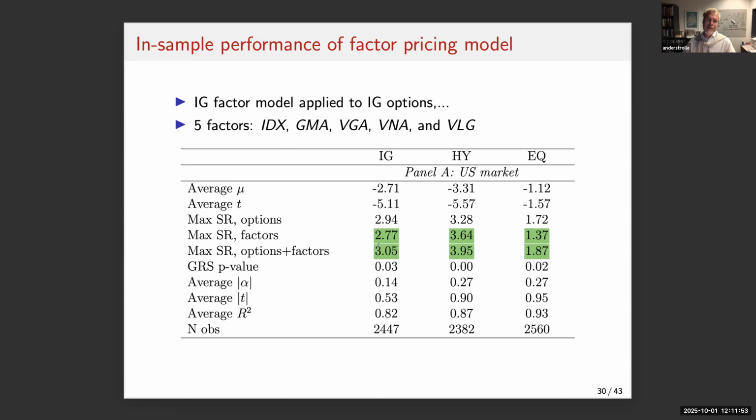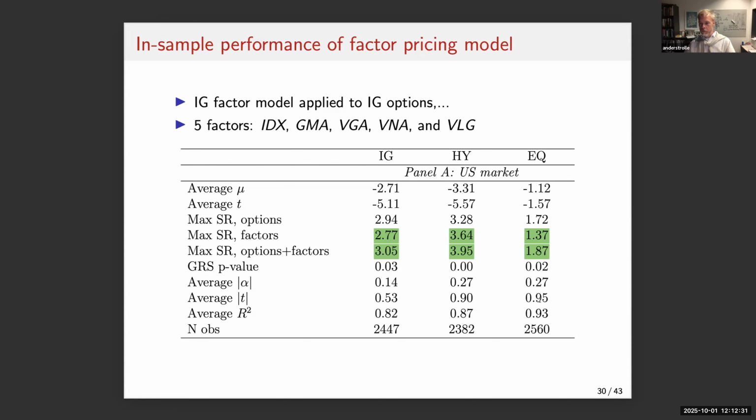So we can formally test how close they are through the GRS test. It's sort of borderline whether you can reject the model. I think a more pragmatic way is to look at the alphas, the individual alphas, the t-stats, the r-squares. So we look at the average absolute alpha, the average absolute t-stat, the average r-square, and the alphas and the t-stats are very low, the r-squares are very high. So this is, I think, indicative of very good in-sample performance. And that holds true in each market.